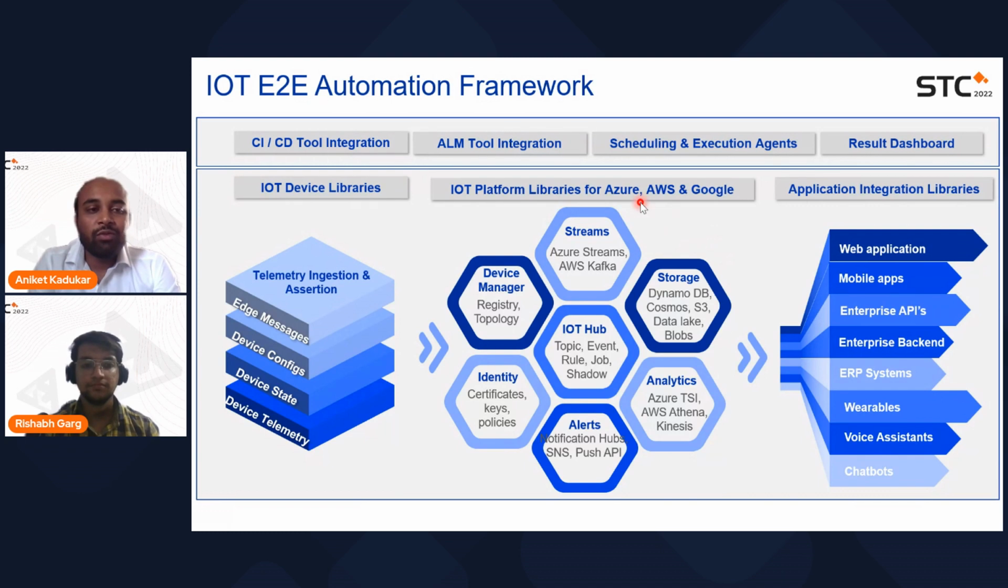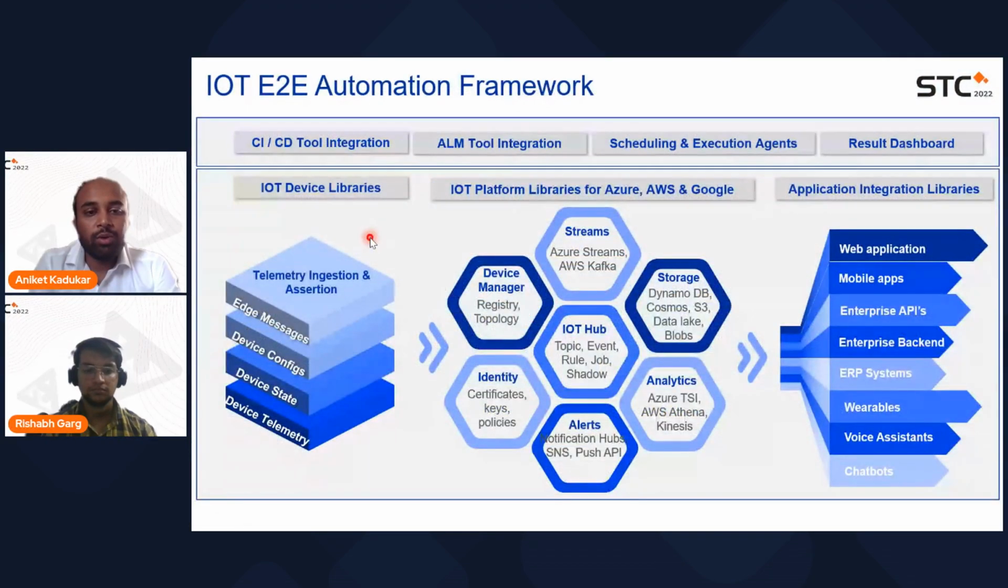The framework we have built uses the IoT device libraries and the IoT platform libraries for Azure, AWS, as well as Google, and the application and integration libraries. So this is how we have built this automation framework. The good part of this framework is that it is available in both Python as well as Java. If you have already written a script in Java, then you can integrate this whole automation framework with your already written script, or you can use the Python libraries to write further scripts.